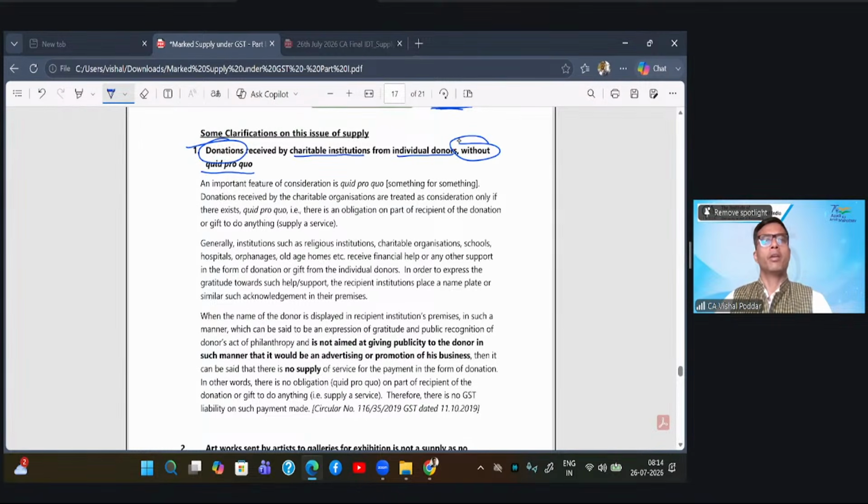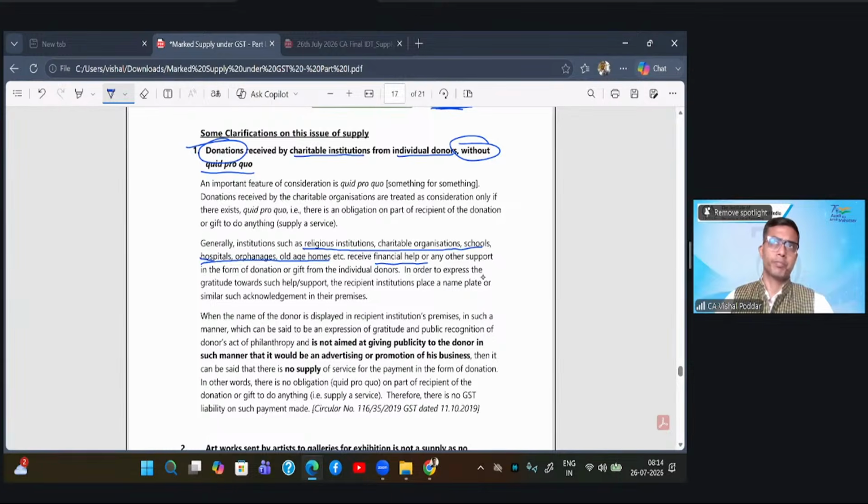If you are not getting anything in return, there is no question of supply, there is no question of any taxability. So whenever you go to any of these institutions, which are normally in common parlance called trusts, and you give them any financial help, but there is nothing in return, then there is no tax. However, we are not discussing this point mainly over here in the circular because this is pretty straightforward, because nothing is coming in return.